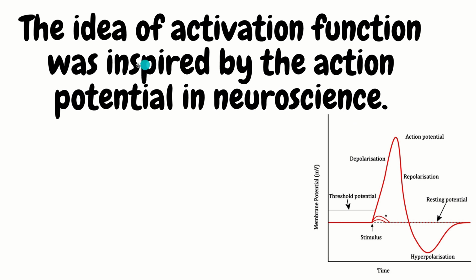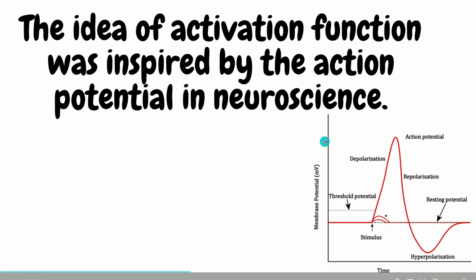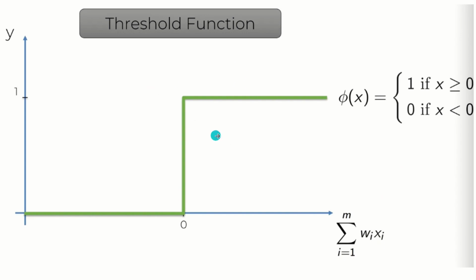Now the idea of the activation function was inspired by the action potential in neuroscience. This is the simple diagram. So what is action potential? It is a certain rise and fall in the membrane voltage, or potential, of a neuron in response to stimuli. So the activation function has been inspired from this action potential in neuroscience, just for your knowledge.